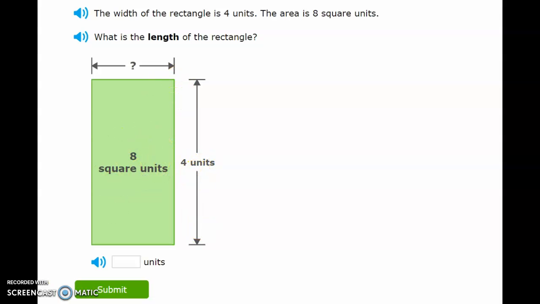So what I'm going to do is write down our little formula that we use for area. Area equals length times width. When we find the area of a rectangle or a square, we multiply how wide it is by how tall it is. Well, in this situation, I'm just going to plug in what we know. Instead of A, I'm going to write 8 because I know the area is 8.